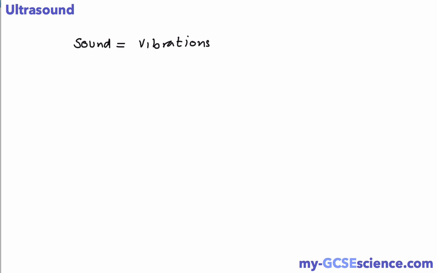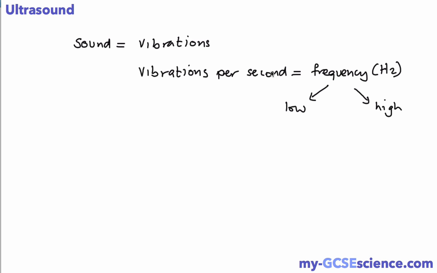Sound is actually any material or object that vibrates, and if it vibrates enough it can create a sound. We measure that sound by looking at its frequency, and frequency just means vibrations per second. So the number of vibrations per second is the frequency. It's measured in hertz, and hertz just means vibrations per second. We can have a very high frequency, which means a high number of vibrations per second, or we can have a low frequency, and both of these will relate to the type of sound that you have.